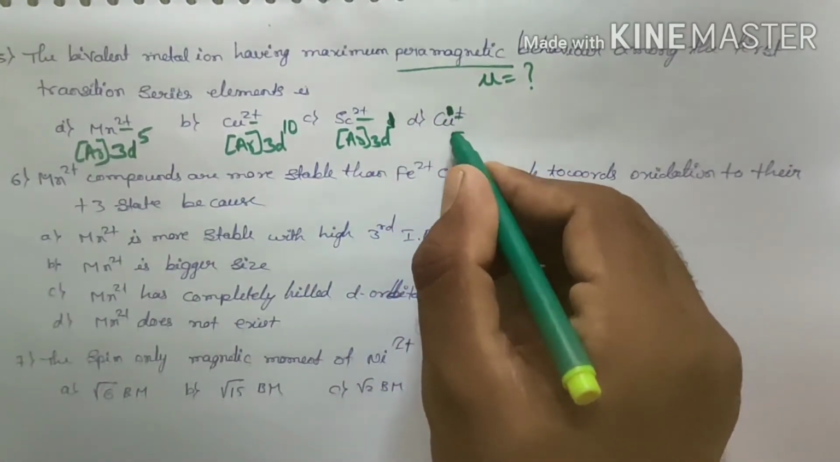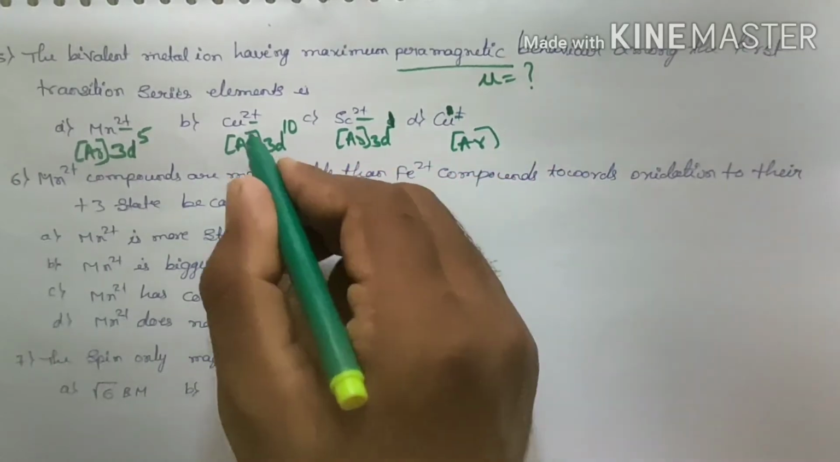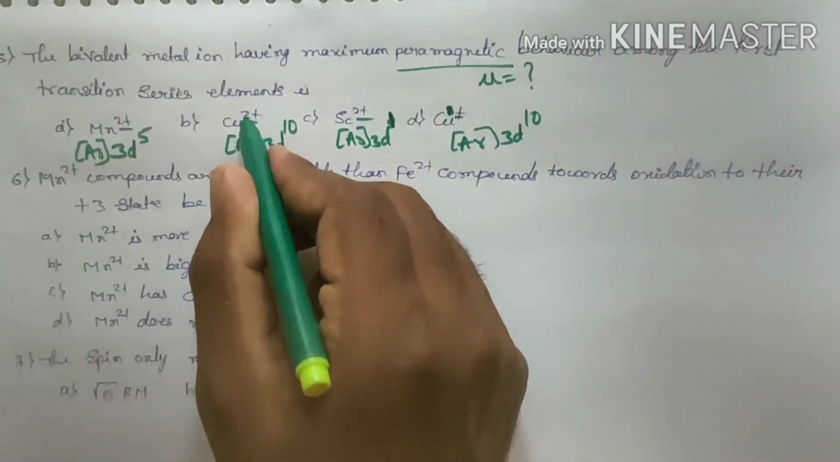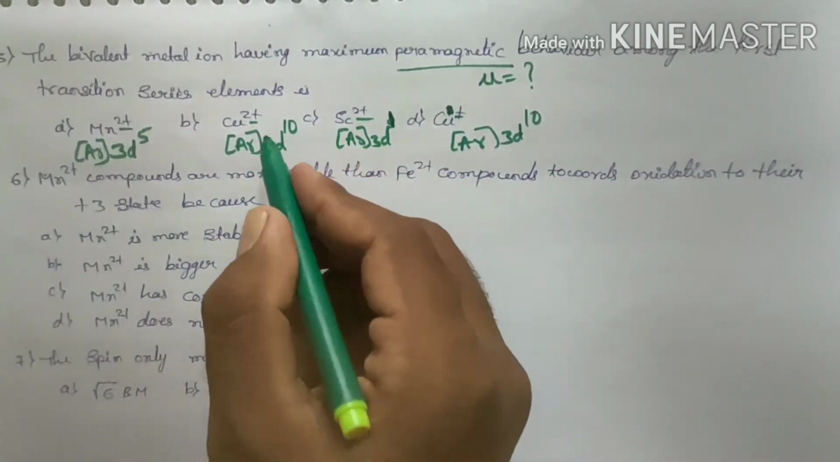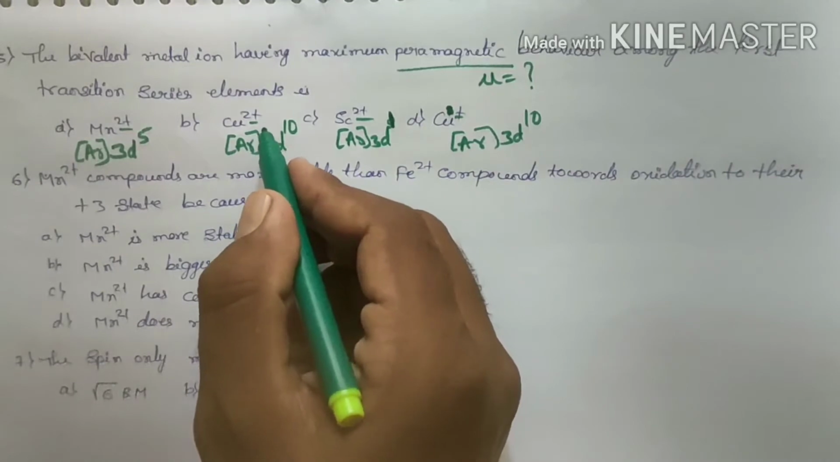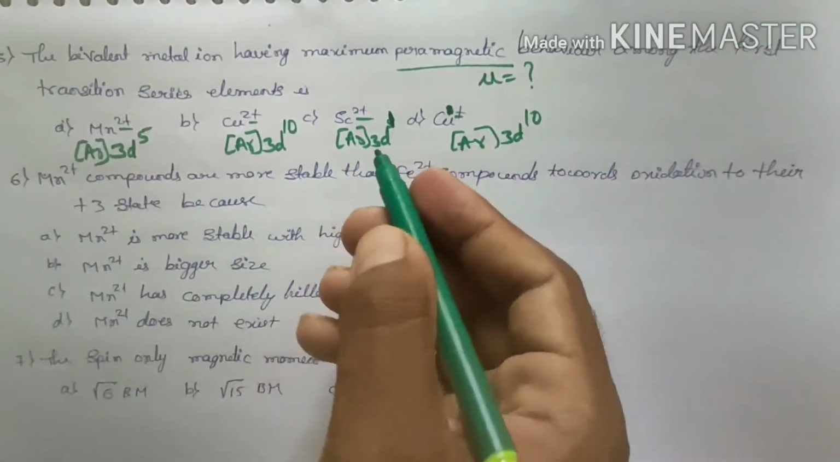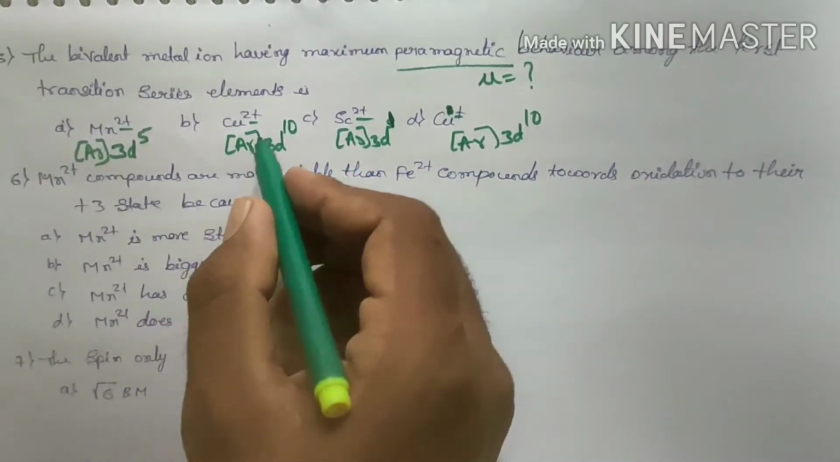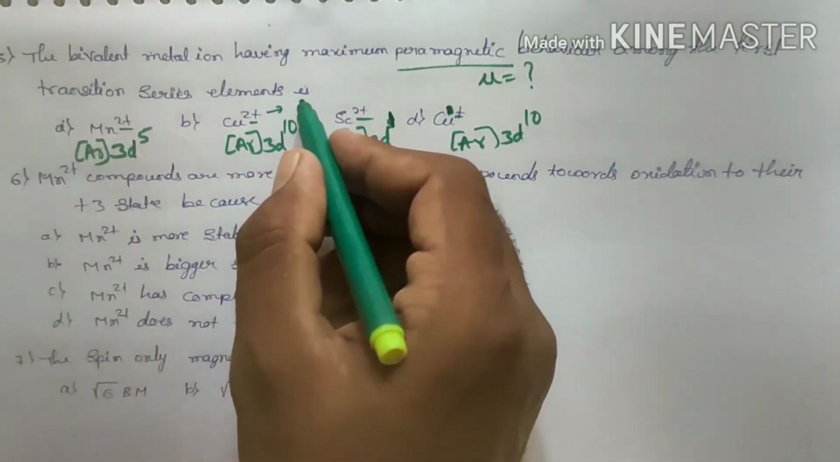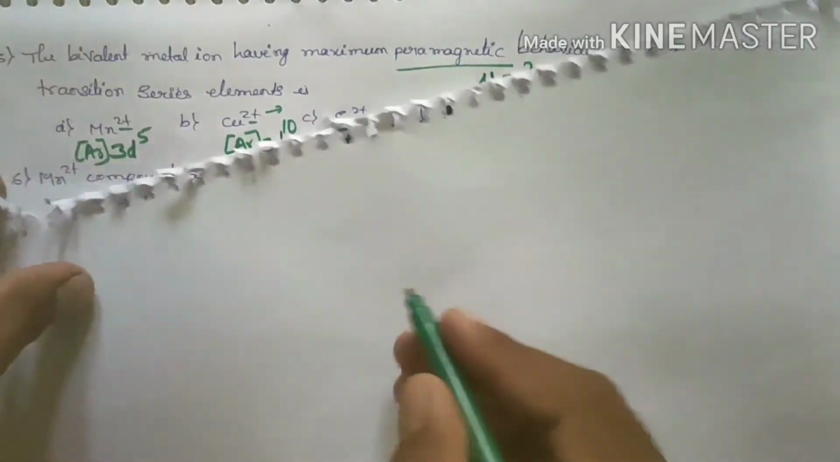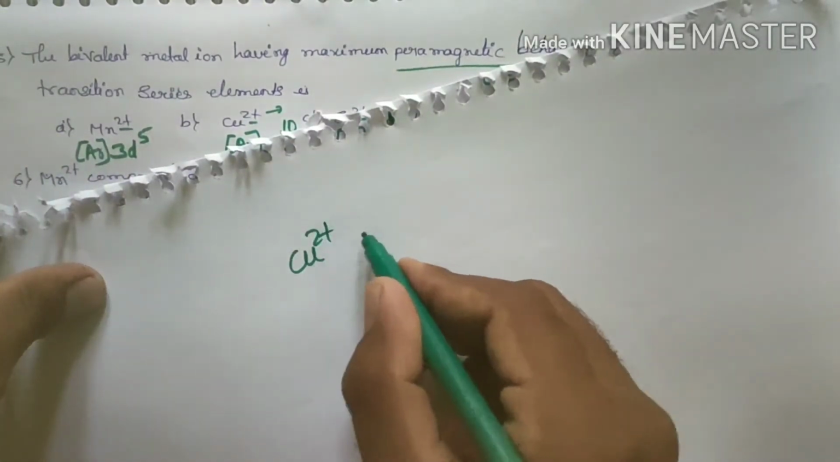Copper 1+ means argon 3d10. But this Cu2+ means the electron configuration will be, we remove 2 electrons, 3d10. If you are confused like this, you go for the electron configuration. Copper 2+ electron configuration, you see here.